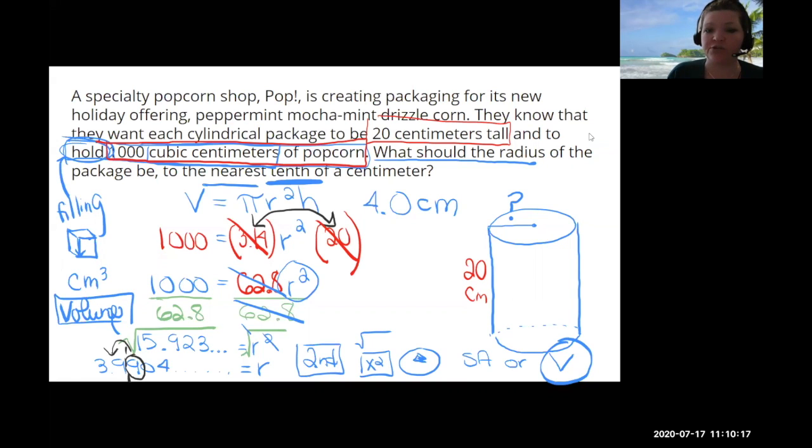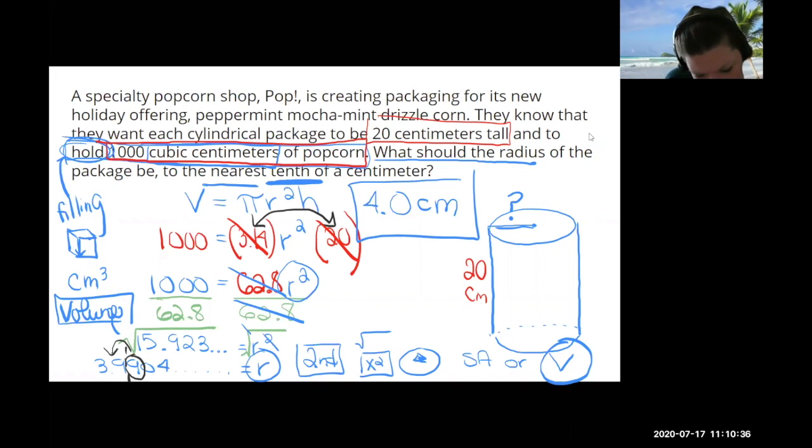Anybody want to tell me why it's just regular centimeters and not cubic centimeters? Because we are finding the radius. Yeah, beautiful. The radius is just a line. It's going to be plain old centimeters. And is that what they asked us for? Yeah, they asked us for the radius. We found the radius. Sweet, good to go. I just had to make sure they didn't ask us for the diameter.